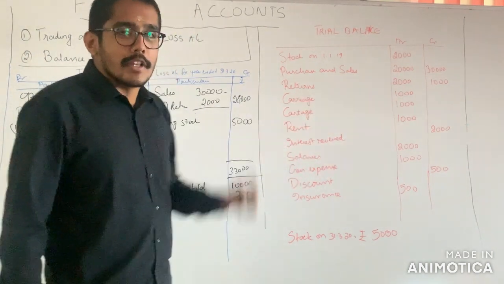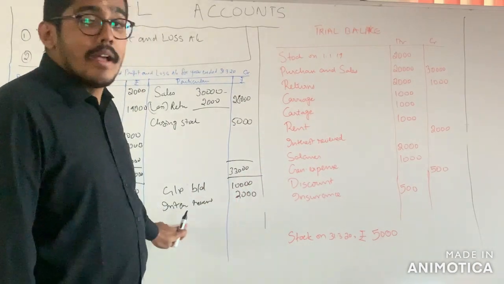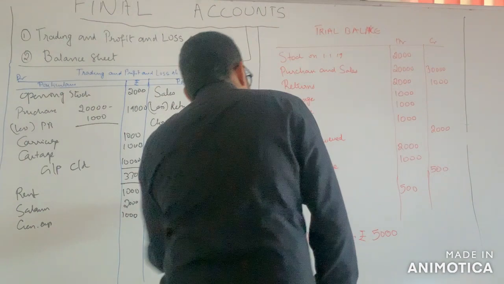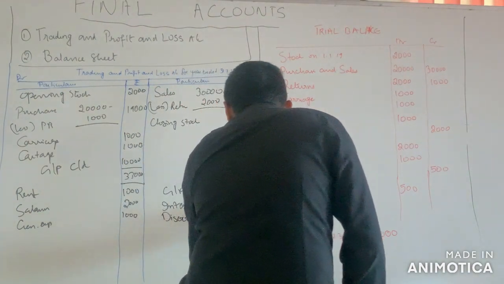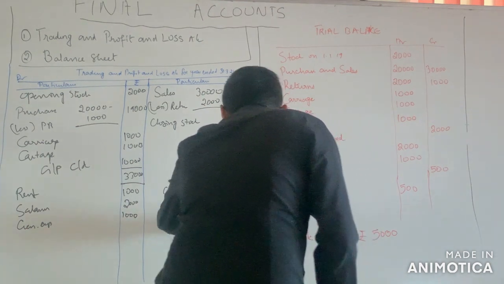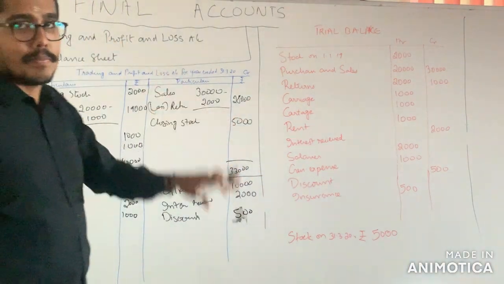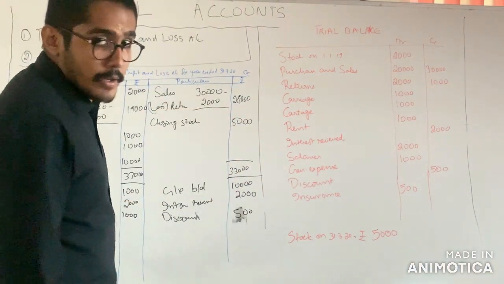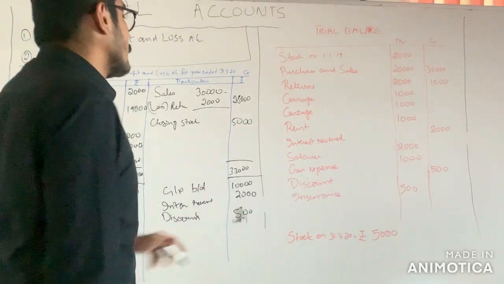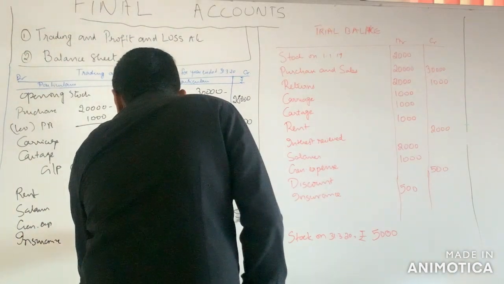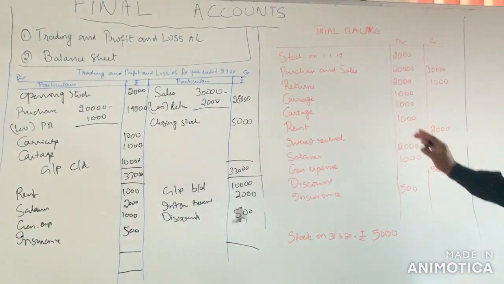And why did discount come on the credit side? That talks about discount received, which is an income. So it will come this side. Discount, that is 500. And insurance debit side, that is an expense. It will come on the debit side of P&L account. Insurance. What is the amount? 500. So all the items are over.